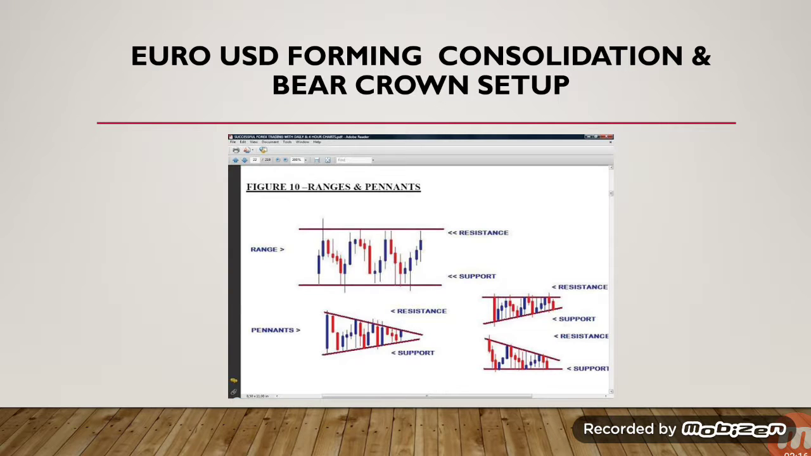Euro US dollar. This one also looks to be forming a consolidation setup on its daily chart. And what could be taking place now is that the breakout that has taken place from the consolidation setup on the daily chart, a smaller consolidation setup, appears to be the right tip of a large bear crown setup or head and shoulders pattern that is going to continue the movement that forms that larger consolidation setup.